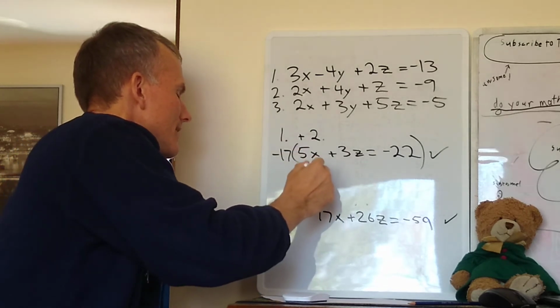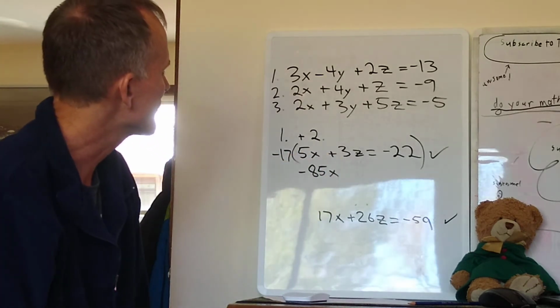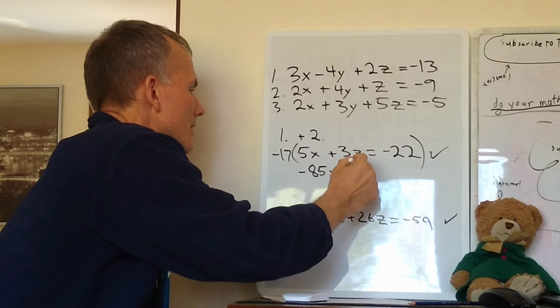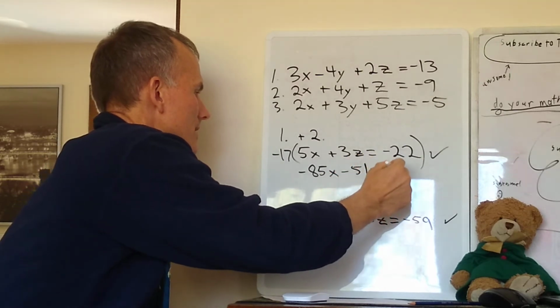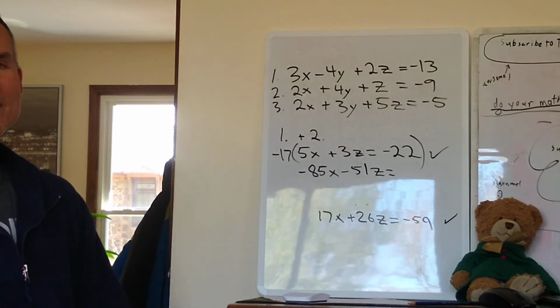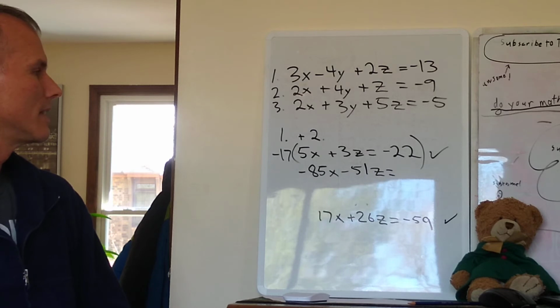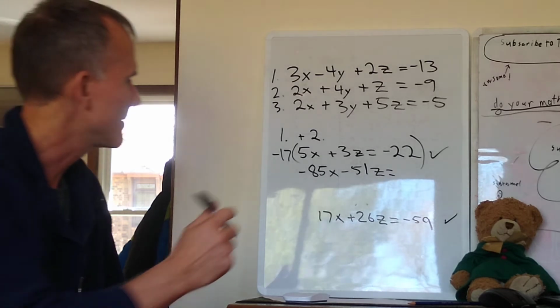So that's going to be negative 85x. Negative 17 times 3z is negative 51z. Oh, and here comes the fun part, right? Negative 17 times negative 22. Well, I have no idea what that is. Eliza, do you have a calculator with you? I have one on my phone. Okay, my assistant Eliza is going to do that for me, so I don't have to do it long. Just do 17 times 22. I know. 374.